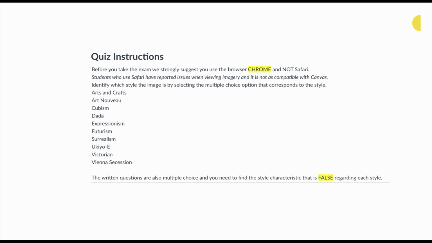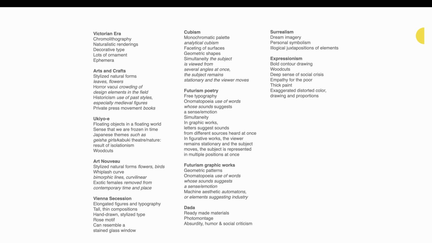So let's get started. The style characteristics for the midterm are Victorian era, arts and crafts, ukiyo-e, Art Nouveau, Vienna Secession, and then the influence of modern art chapter, which has Cubism, Futurism, Dada, Surrealism, and Expressionism. All the images I show you will be one of these styles. So having the style characteristics with you, you can make a screenshot of them or print them out, is absolutely essential to helping you do a good job on the test.